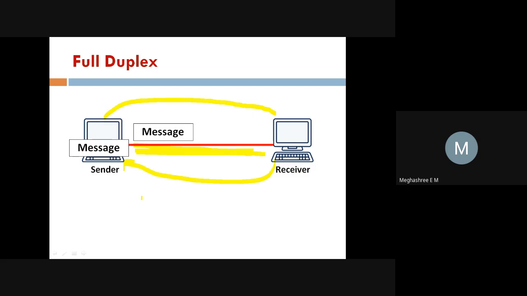What are the three different types of data flow followed in data communication? Yes? Ma'am, simplex, half duplex, and full duplex. Yes, correct. I can hear an answer from only one student, but in the class there are 51 students. Please answer my question. Anyone else? What are the different data flows followed in data communication?